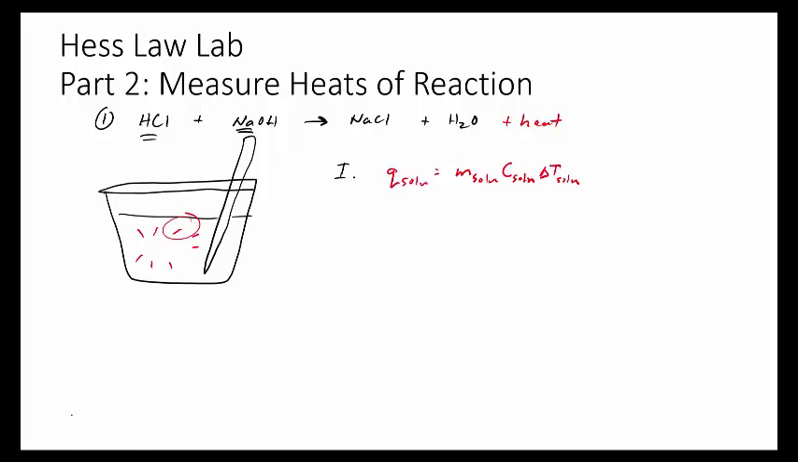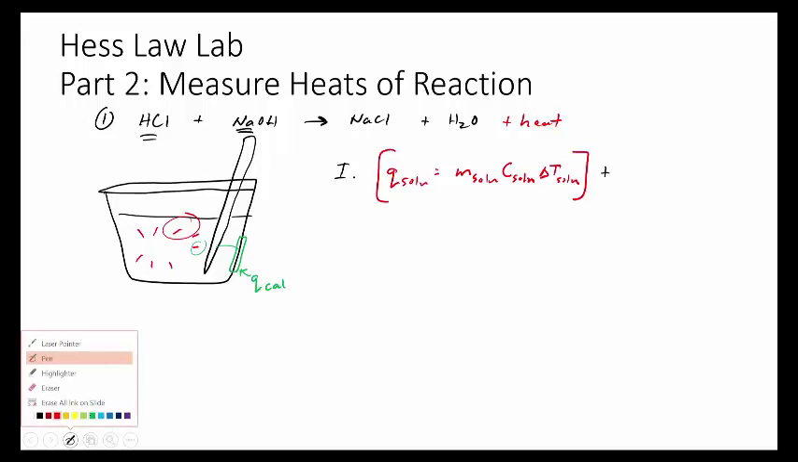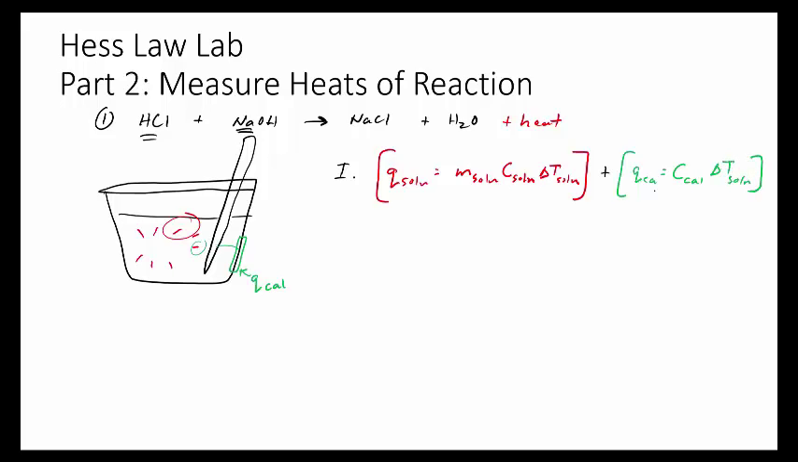Okay. Now, why did we do part one? We did part one because some of this heat actually goes into the styrofoam cup, the heat from the calorimeter. So we're going to add this number to factor in any heat loss. So this is Q cal, which will equal C cal times delta T of the solution. Now, this number is what we obtained from part one.